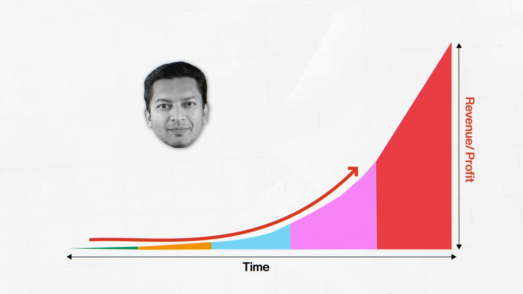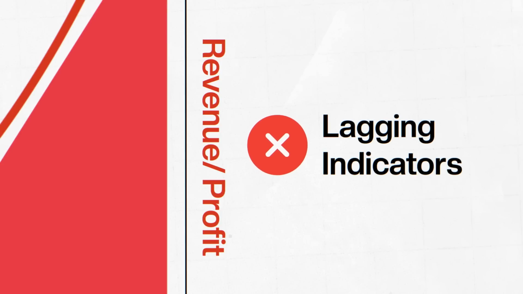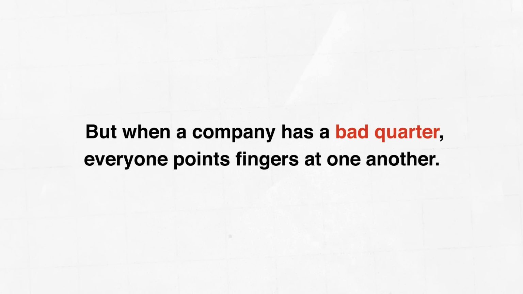Even when you have positive revenue and profit, these metrics aren't the right traction metrics because revenue and profit are still lagging indicators. They happen as a side effect of something else, and here's the tell. When a company has a good quarter, everyone rushes to take credit for it, but when a company has a bad quarter, everyone points fingers at one another. A good traction metric isn't a trailing but a leading indicator of progress, and when it goes up, it automatically signals that so will revenue and profit. So what does such a metric look like?